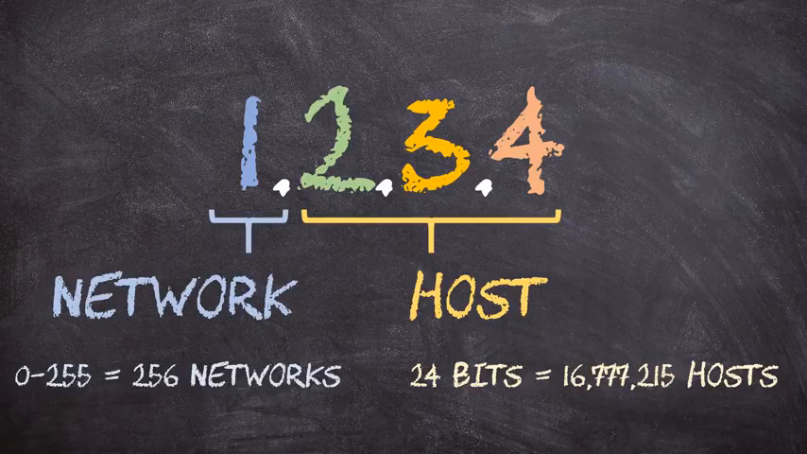This sounds a little unbalanced, but in the beginning the internet was not international and there were only a few organizations using it. But as the internet started to grow, it became obvious that this wouldn't work for very long. 255 networks just wasn't enough. So, back in 1981, a new method was introduced.